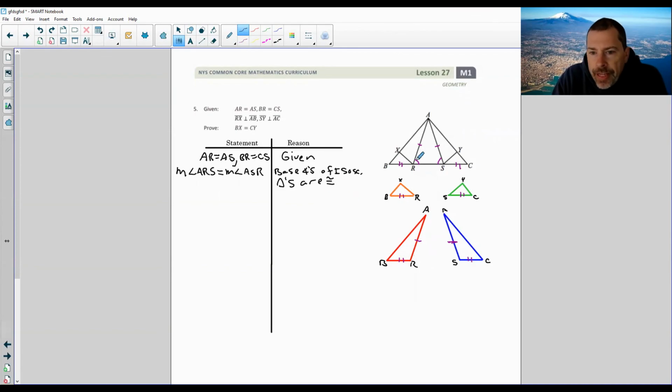All right, so with that, we have to do the linear pair stuff, yes? So now I'm going to say the measure of angle ARS plus the measure of angle ARB equals 180 degrees. We're going to say the same over here: the measure of angle ASR plus the measure of angle ASC equals 180. Linear pairs form supplementary angles.